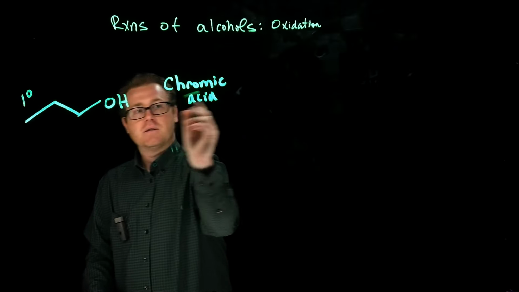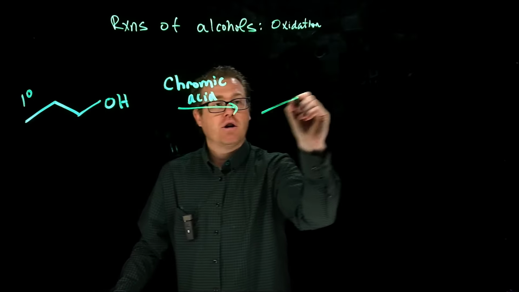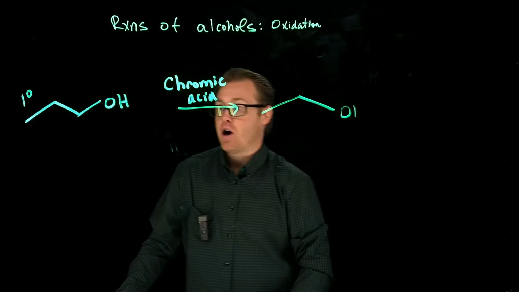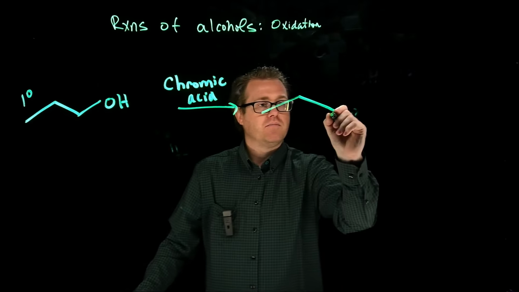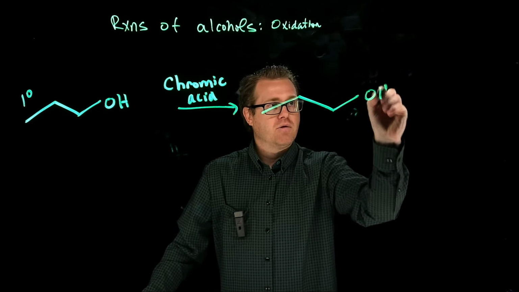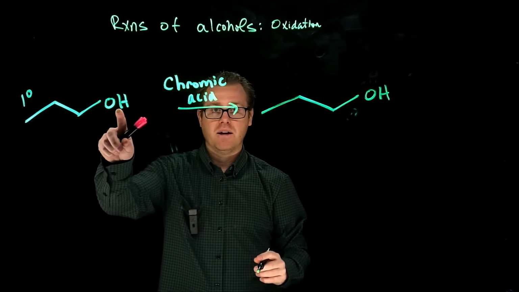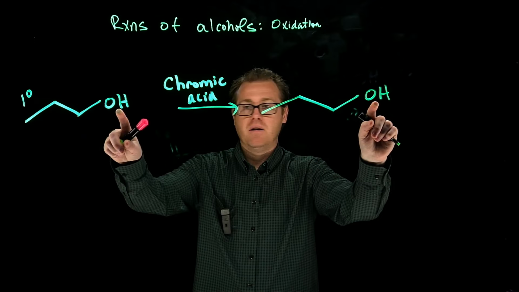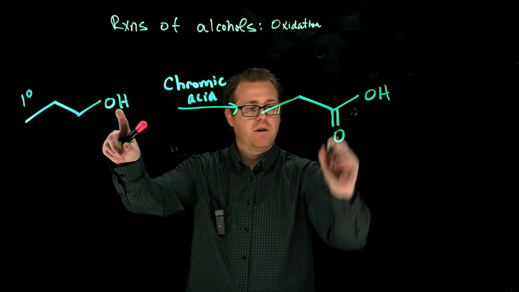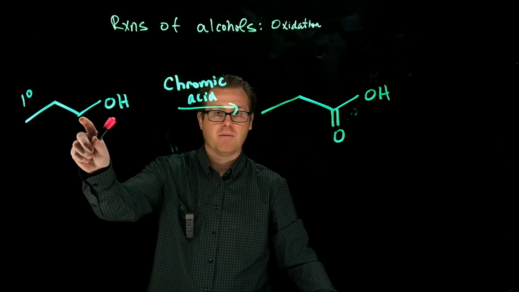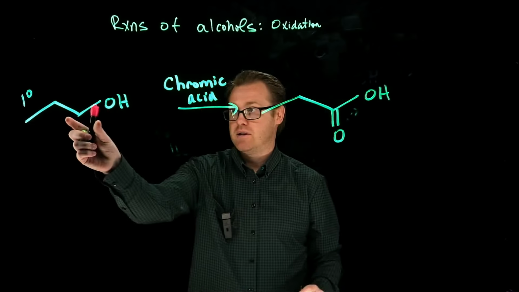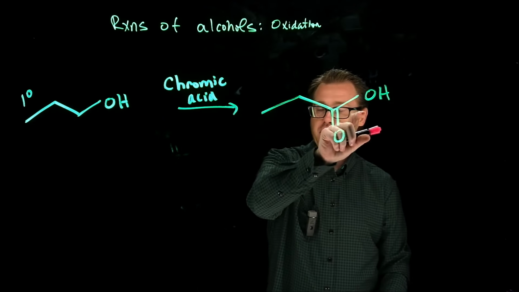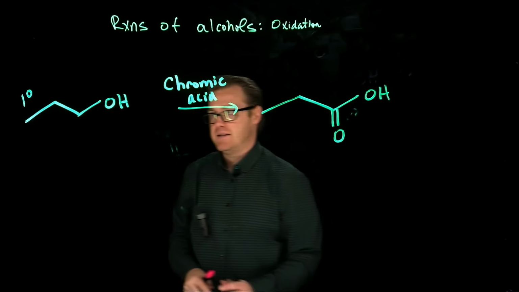primary alcohols with chromic acid turn into carboxylic acids. So really, you see how there's the alcohol there? And it's still there? All I do is put a double bonded O onto that carbon. And so what have we done? We have oxidized it. We've turned this primary alcohol into a carboxylic acid.